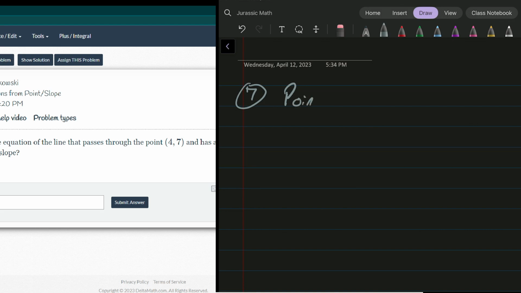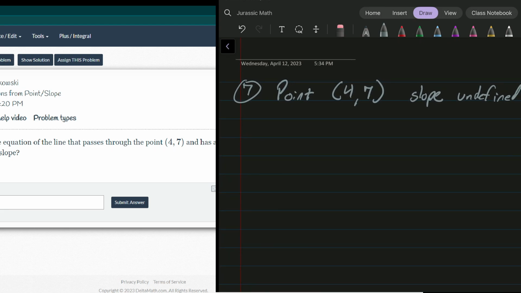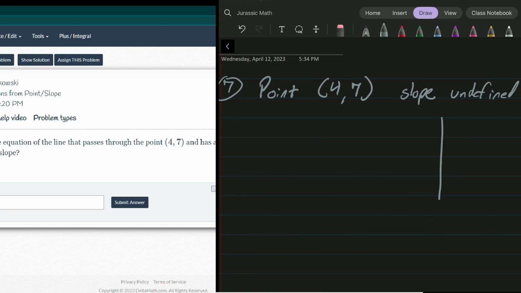We have 0.47 and we have slope is undefined. So this is going to be one of those ones that if you're unlucky, it's more of a trick question. An undefined slope means that your answer is going to look like this. It's going to be a straight vertical line.